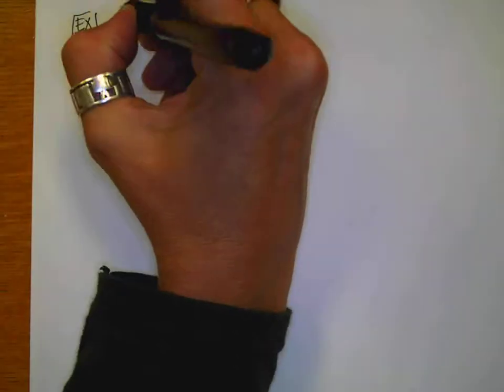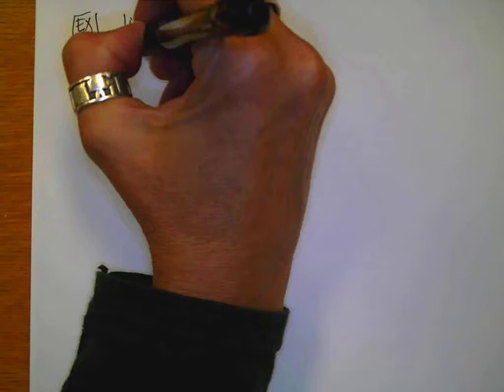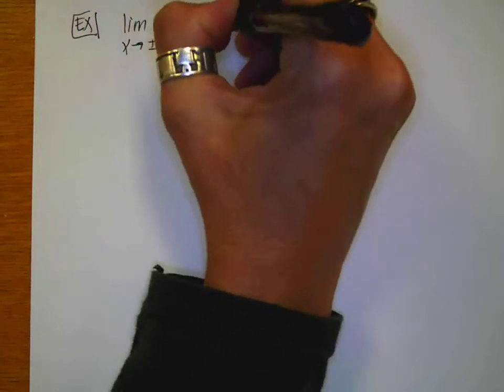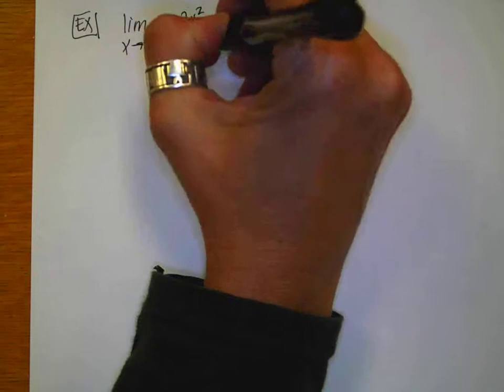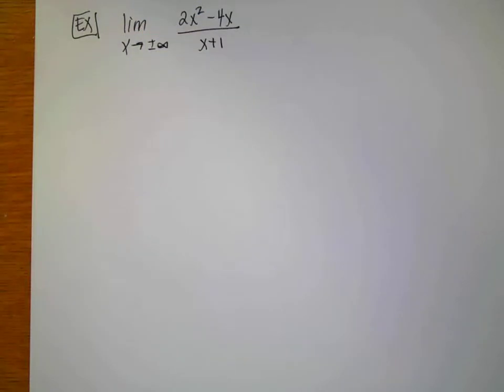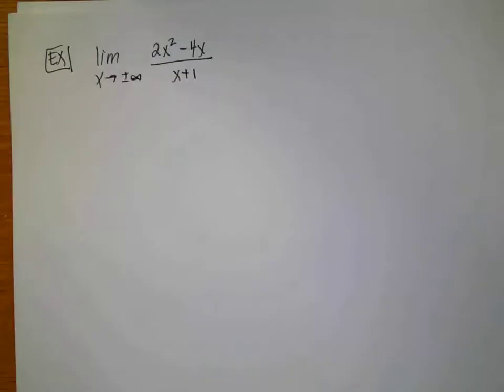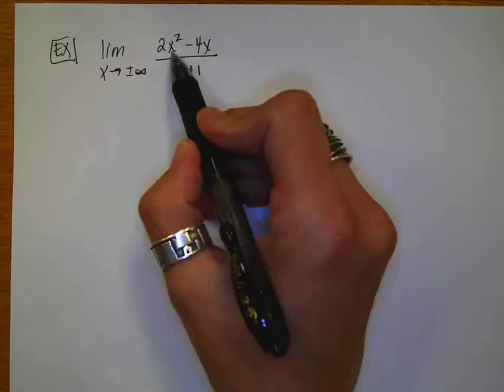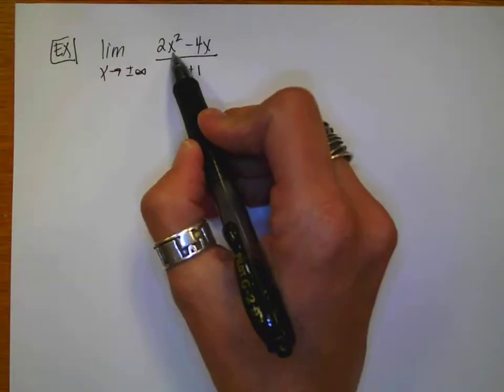Alrighty, I have one more example for us, and then one last thought, and then we're done. The next example, find the limit. So we're going to do the limit as x approaches plus or minus infinity of 2x squared minus 4x over x plus 1. On this one, instead of dividing by x squared, I'm going to divide by x, just because I can, and I'm going to show you what happens.